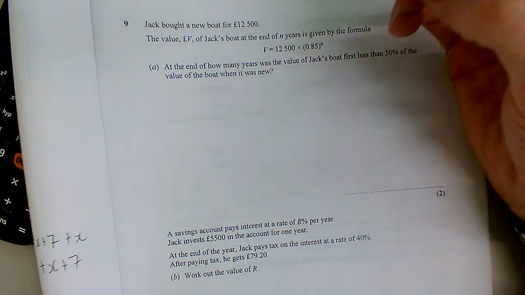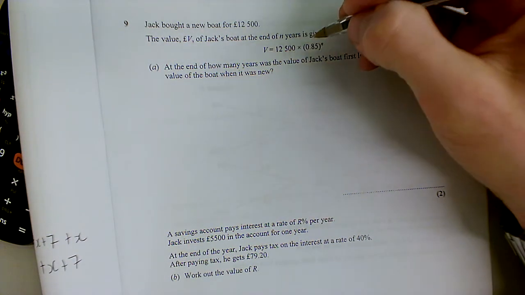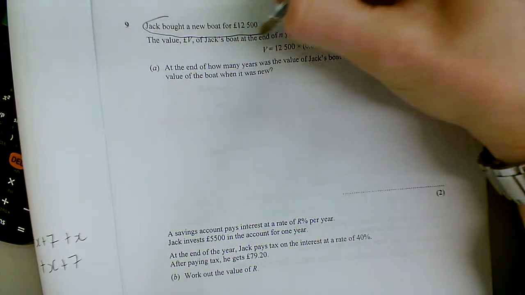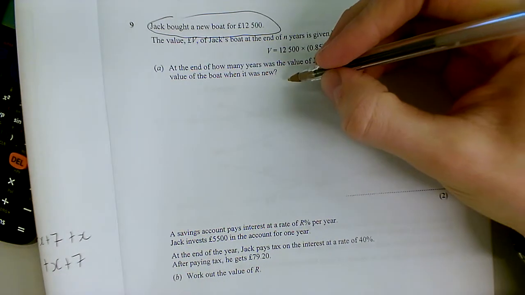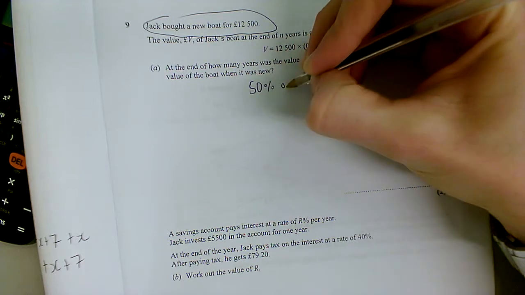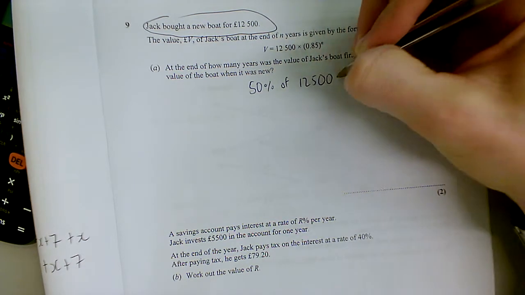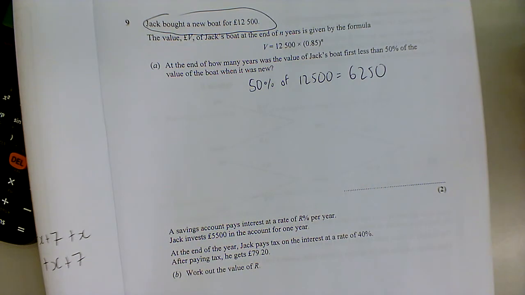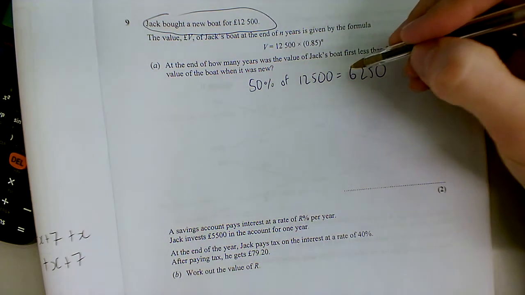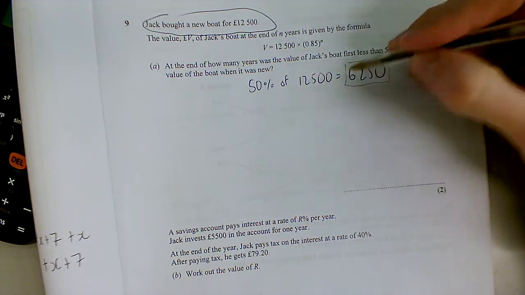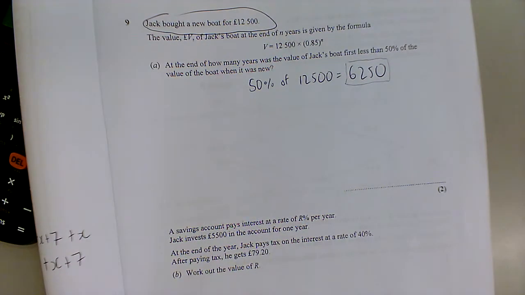Okay, well first of all, 50% of the value when it was new. It tells you that Jack bought a new boat for £12,500. So what's 50% of that? Well, we simply halve it and you've got 6,250. So we're looking for after how many years the value of his boat goes below this. Okay, so we're going to keep concentrating on that.